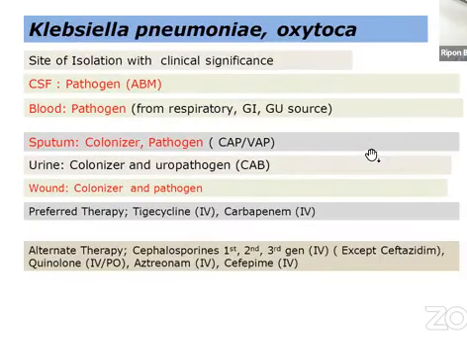Now Klebsiella pneumoniae. Klebsiella pneumoniae is mostly pathogenic when diagnosed from CSF, blood, sputum, bone, and also urine, but in some samples it may be a colonizer, like bone and sputum. Tigecycline and carbapenem are the preferred therapy. Alternative therapy is cephalosporin, quinolone, aztreonam, and cefepime.